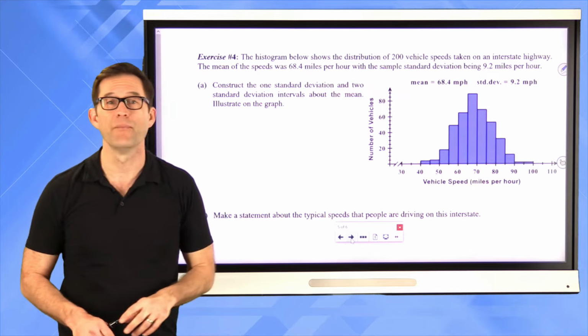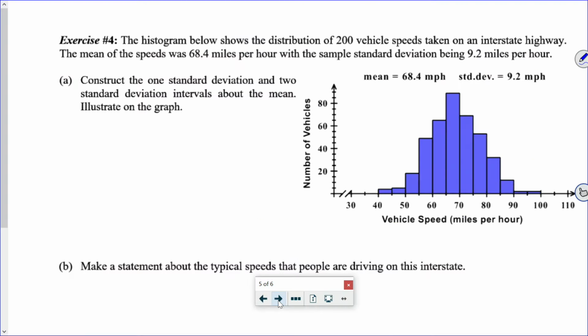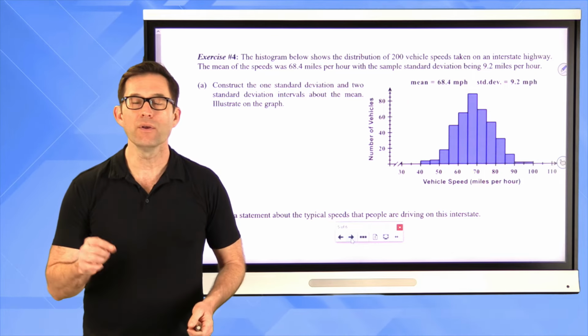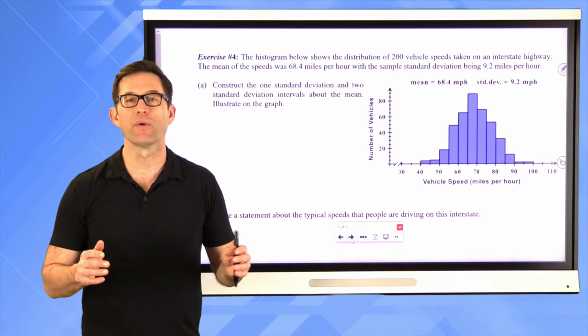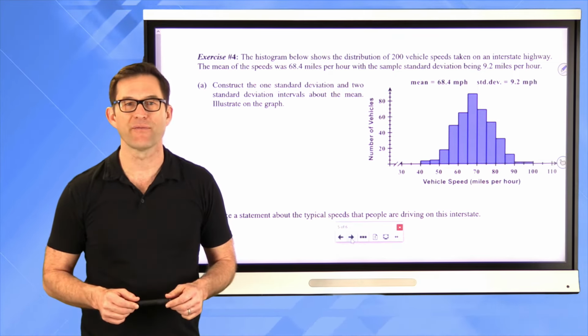All right, one last problem. Exercise number 4. The histogram below shows the distribution of 200 vehicle speeds taken on an interstate highway. The mean of the speeds was 68.4 miles per hour, with the sample standard deviation being 9.2 miles per hour. Letter A, construct the 1 standard deviation and 2 standard deviation intervals about the mean and illustrate them on the graph. All right, well, why don't you go ahead and construct those 2 intervals? They'll be a little bit messy, all right, and then we'll talk about how we can show them on the graph.